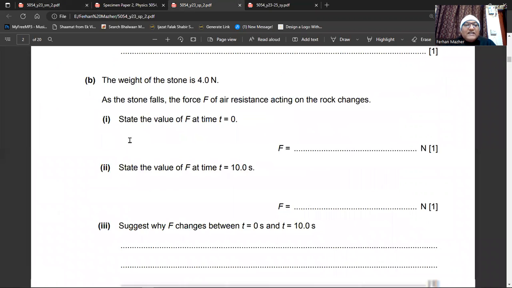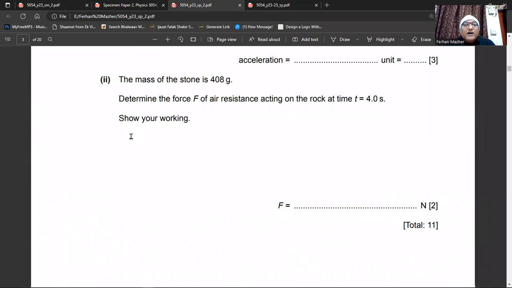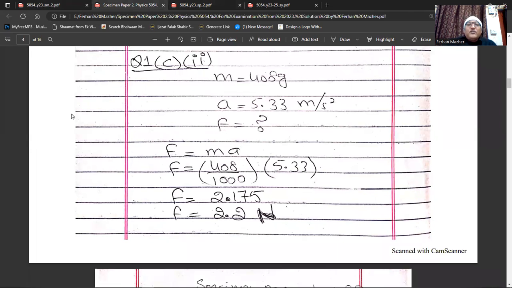Okay. So the next thing they are asking is question number 1C, and its second part. It says the mass of the stone is 408 grams. Determine the force F of the air resistance acting on the rock at the time t equals 4 seconds. Show your working. Okay. So we can find the mass is given 408 gram, and the acceleration we know at the 4 seconds, that is 5.33 meter per second square.